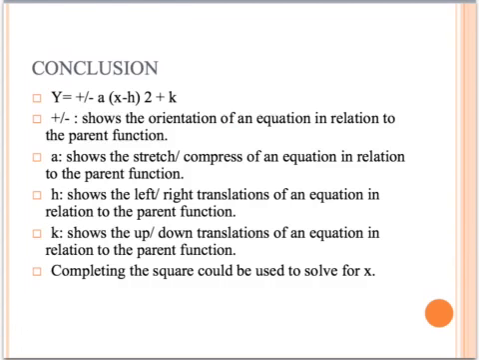Conclusion. Y equals plus or minus a times x minus h squared plus k. The plus or minus shows the orientation of an equation in relation to the parent function. The a term shows the stretch or compress of an equation in relation to the parent function. The h term shows the left-right translations of an equation in relation to the parent function.